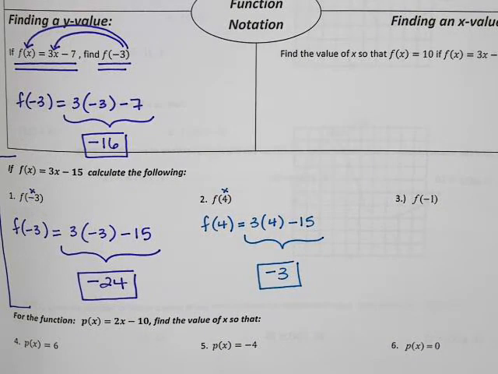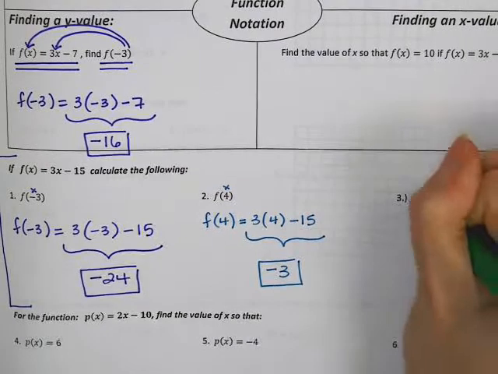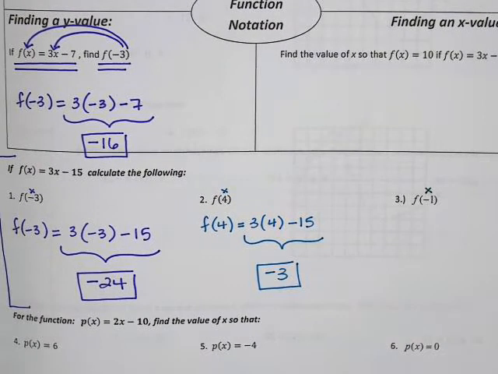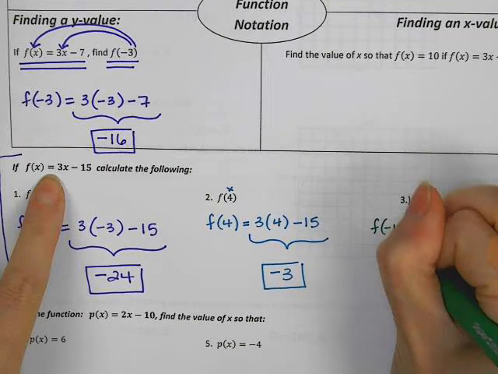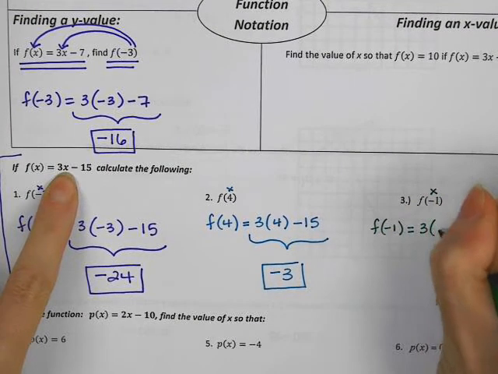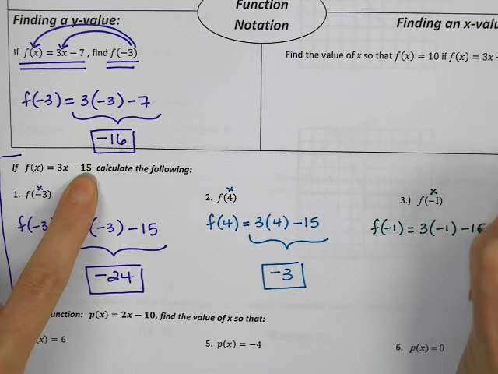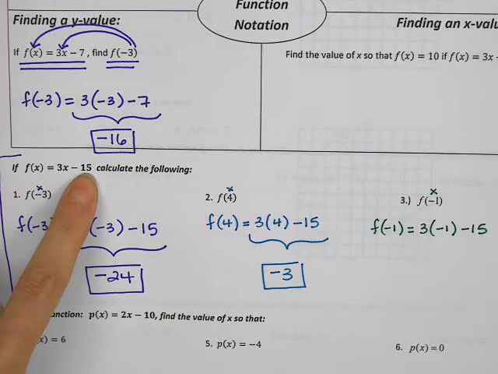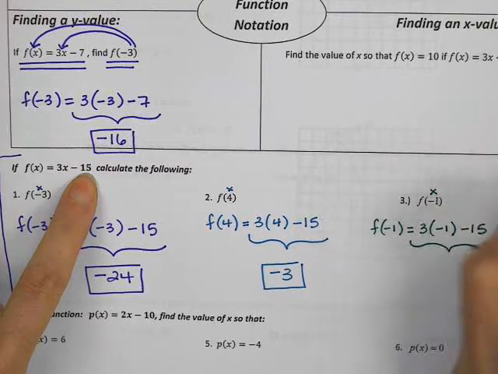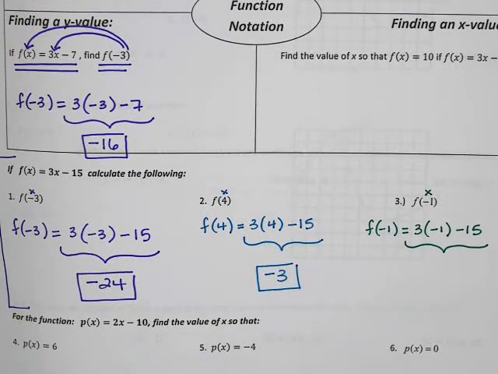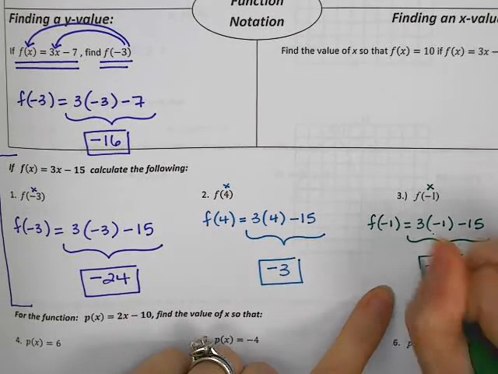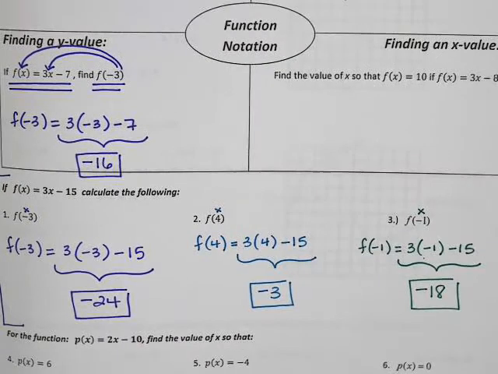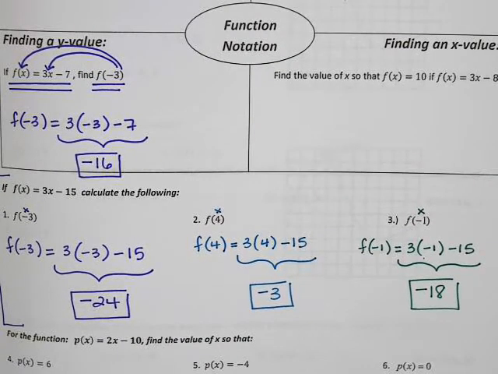All right, and then lastly, number 3, f of negative 1 means plug in negative 1 for x. So back to this function here. It's f of negative 1 equals 3 times negative 1 minus 15. And then again, just solve it. What is 3 times negative 1 minus 15? That's negative 3 minus 15, which is negative 18, if you calculate that. All right, so super easy.